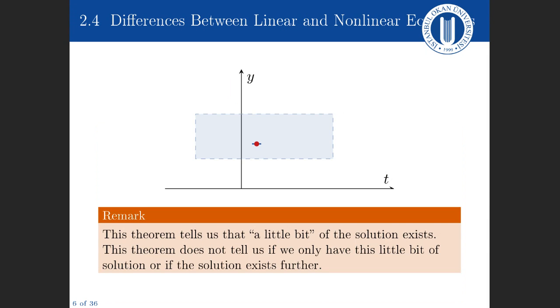What does this mean? This means that a little bit of solution exists and is unique. It doesn't tell us how big our solution is. All it tells us is that this little bit of the solution exists. Maybe the solution exists on the whole rectangle. We don't know that. Maybe the solution exists outside of the rectangle. Again, we don't know this. All we know from the theorem is there's a very small piece of solution which exists.